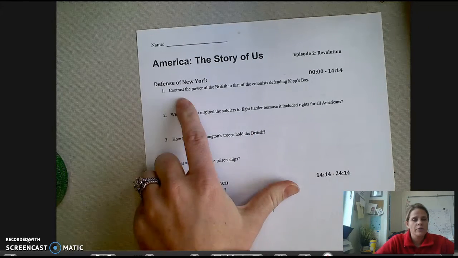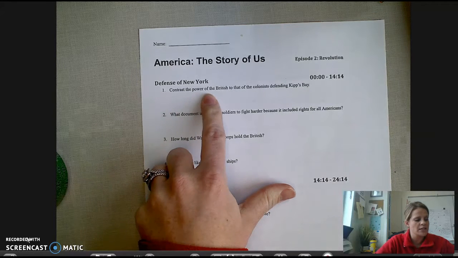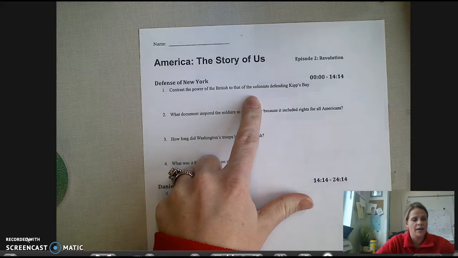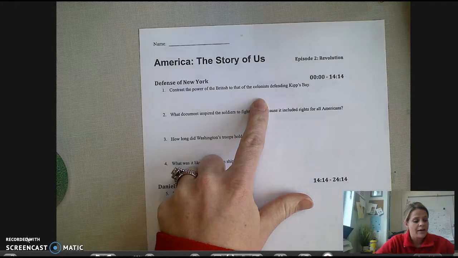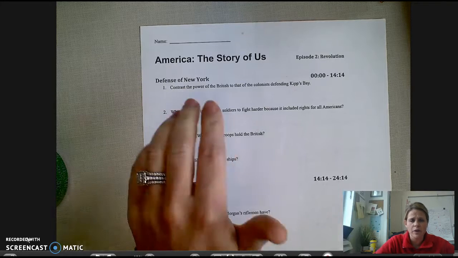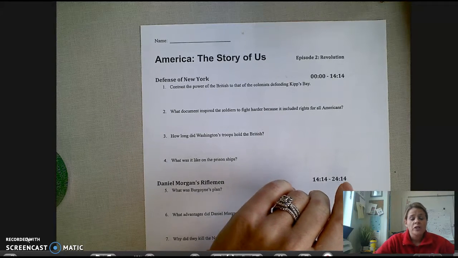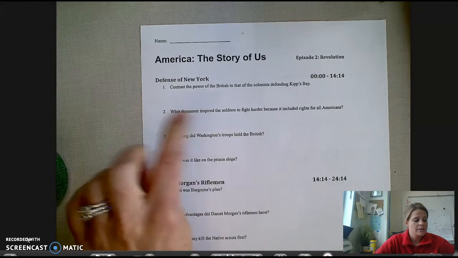So the first one is going to show us New York and the British coming to New York. The first question says, contrast the power of the British to that of the colonists defending Kips Bay. So listen for the facts that they give you about the experience of the British and the power of the British compared to that of the colonies.